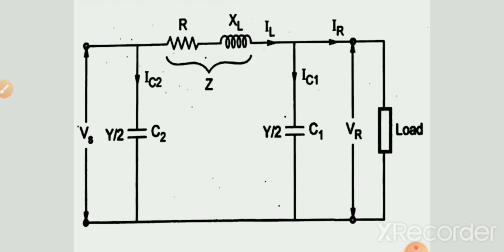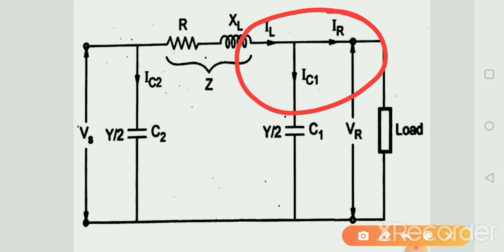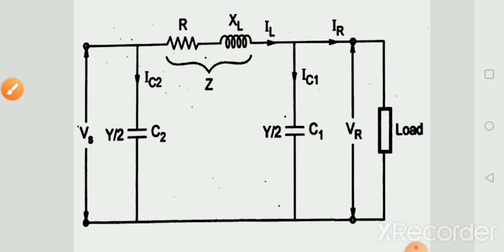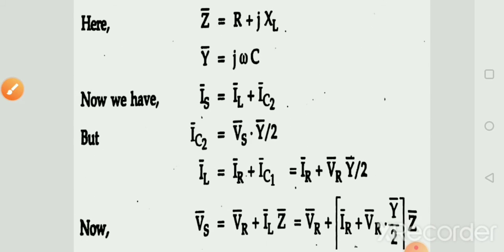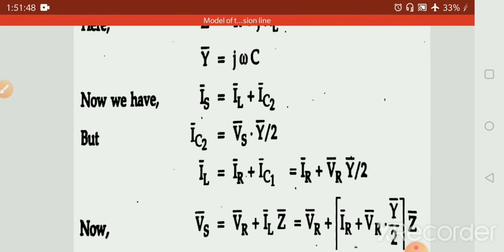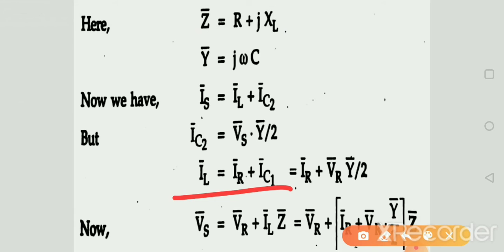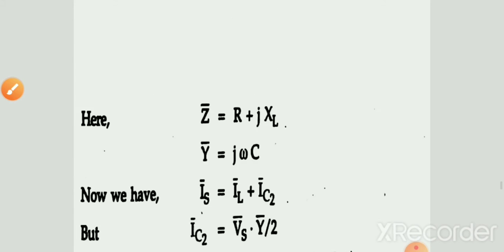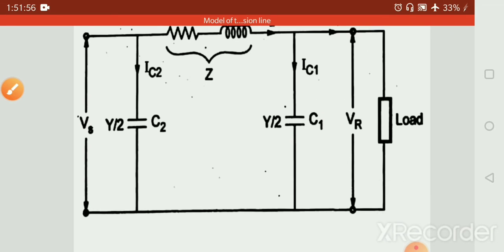Now if we write the formula for KCL, we can get that here it is the outgoing current, here it is also outgoing current, and this is the incoming current. So here IL equals IR plus IC1. Now we take loop 1 and loop 2.